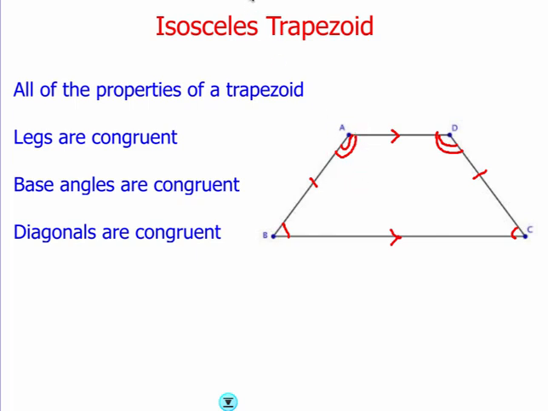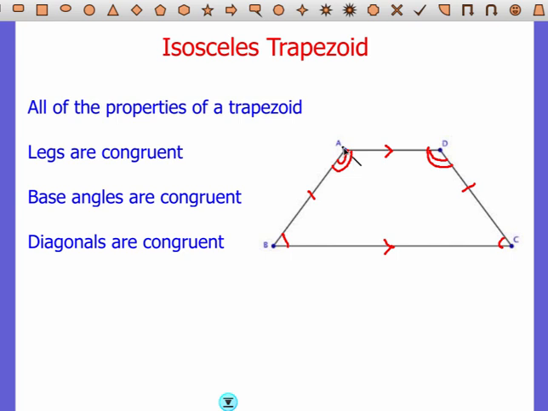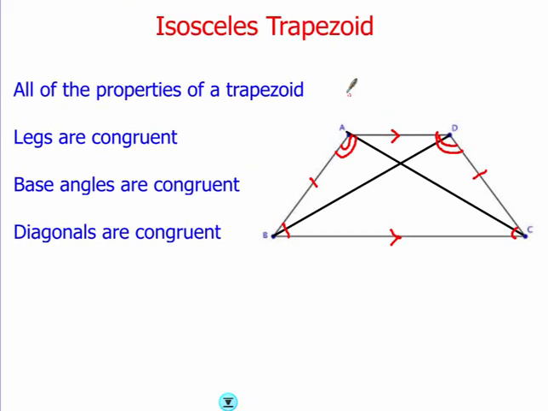And also, if we draw on the diagonals, they are congruent to each other. So AC is going to be congruent.